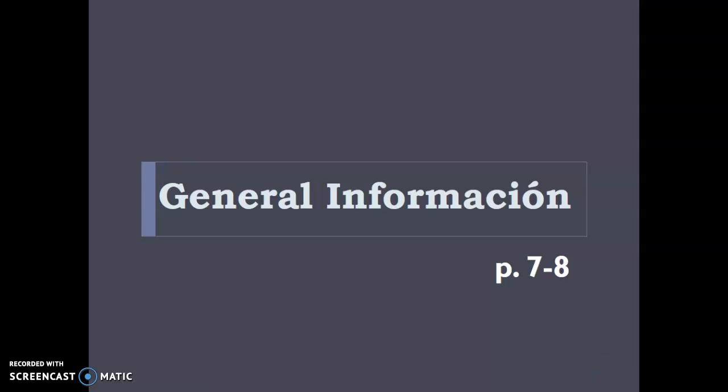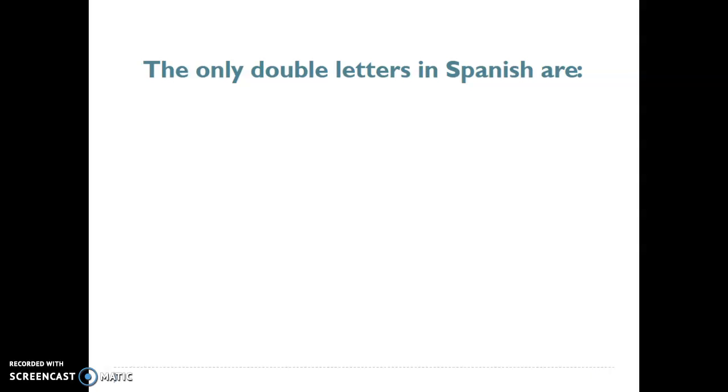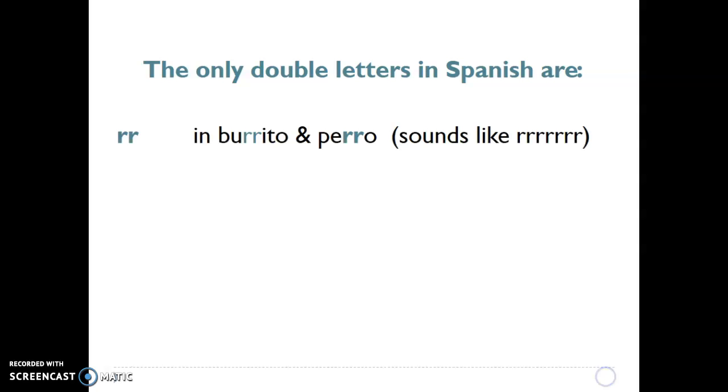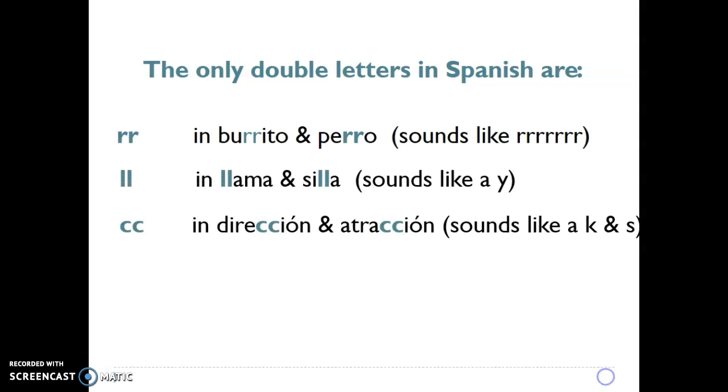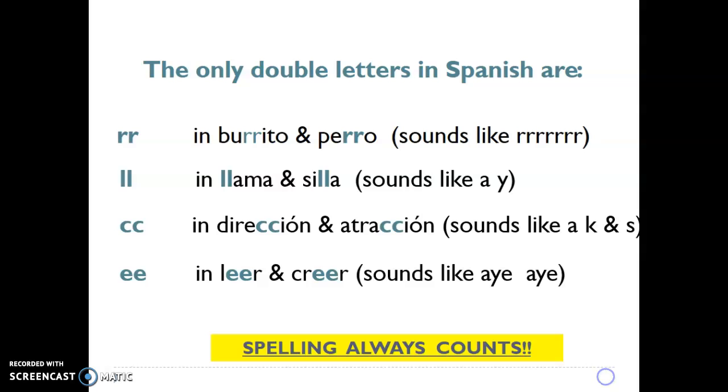General información. On pages 7 and 8, we're going to go over some general rules, general how-tos about how Spanish operates. So when you're spelling Spanish words, the only letters that can be doubled up are R, L, C, and E. And spelling will always count in Spanish. Now, a single R sounds different than a double R. So if you hear somebody say burrito or perro, you know that there is a double R.